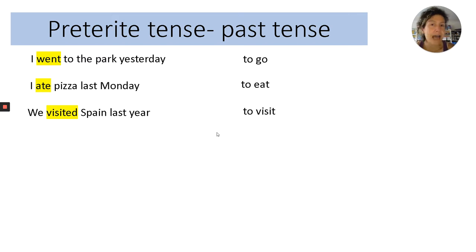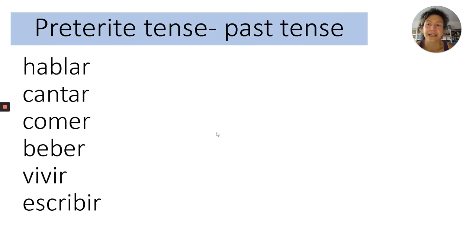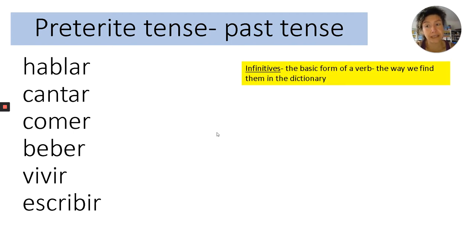Okay? So let's have a look at this set of verbs. We have hablar, to talk, cantar, to sing, comer, to eat, beber, to drink, vivir, have you noticed, vivir with the V, to live, escribir, to write. Already you can see that these are doing words, they are verbs, and what do they all have in common? They're all infinitives. And what is an infinitive? The infinitive is the verb before it has been changed or conjugated. And that's the form you're going to find in the dictionary.